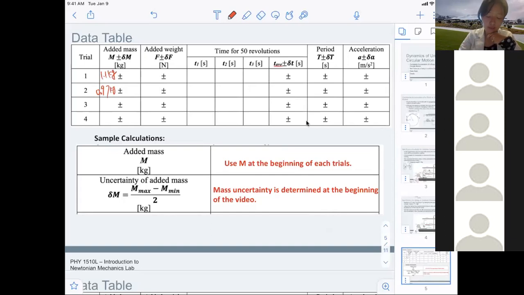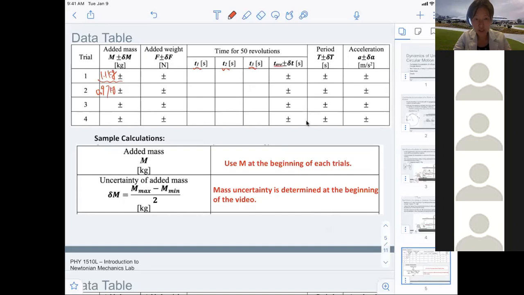For each of those masses, the spinning object is recorded for 200 revolutions, but you only need 50 revolutions. So you can choose any 50 revolutions from the video and use your stopwatch. You can use your phone to time it, and you will time it 3 different times so that it will give you an average. We will take a quick practice run to see how we're going to time it.